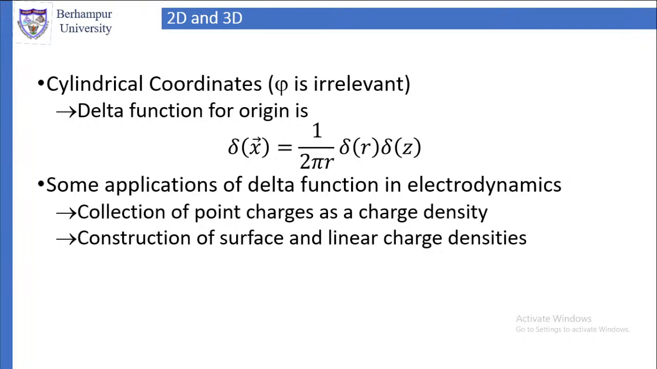Similarly, in the cylindrical coordinate system, phi is irrelevant. So the delta function for the origin will be delta x equal to 1 by 2 pi r delta z, because we will have variation along r and variation along z. It will be 1 by 2 pi r delta z. So remember this.